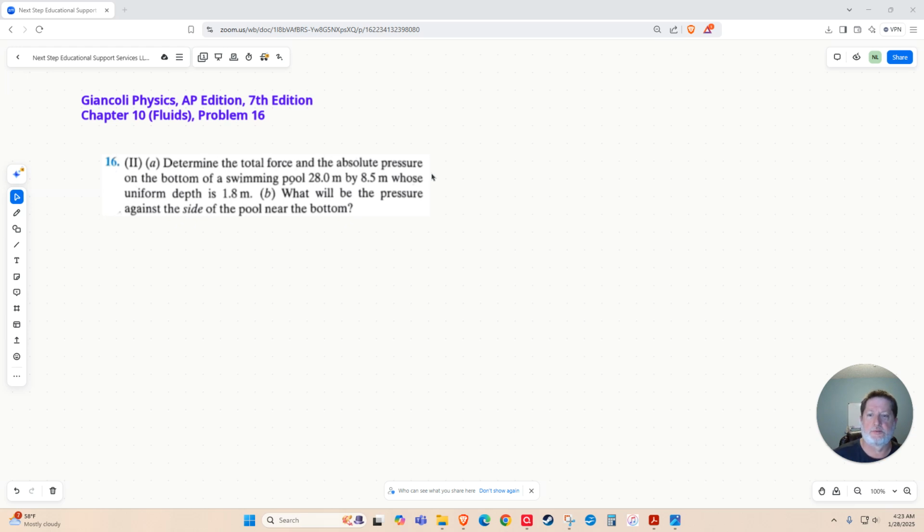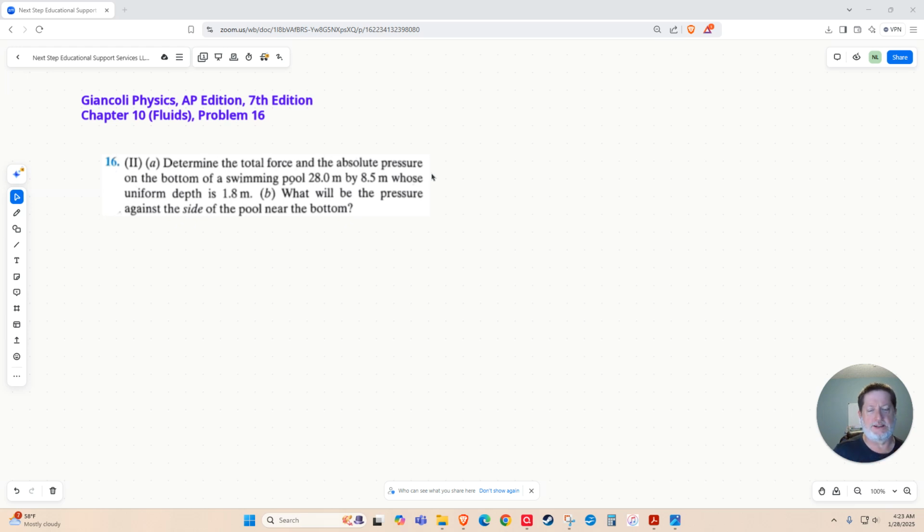The problem reads, determine the total force and absolute pressure on the bottom of a swimming pool. It is 28 meters by 8.5 meters, whose uniform depth is 1.8 meters. And then part B, what will be the pressure against the side of the pool near the bottom?